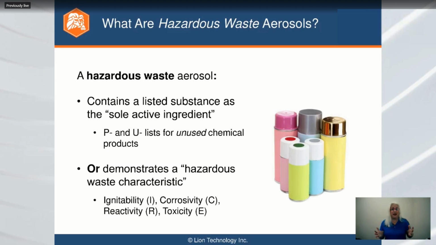So, what makes it a hazardous waste? Well, let's talk about the ingredients first. In the regulations, there are different listings. The F-listed and K-listed wastes are for things that have been used or spent, and they've gone through some sort of process. Whereas, as I have on the screen, the P and U codes are for unused commercial chemical products.